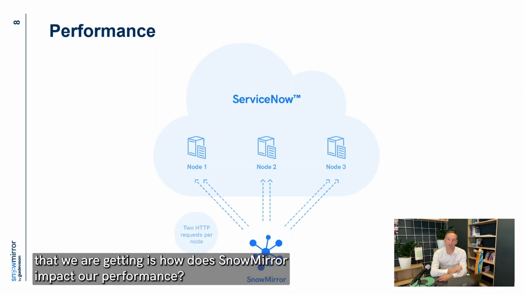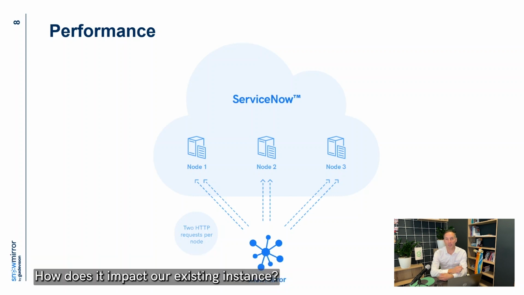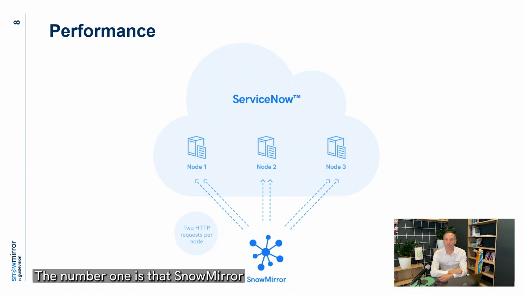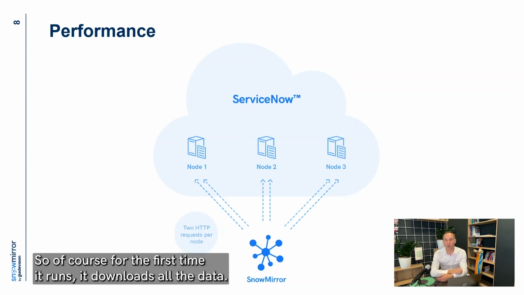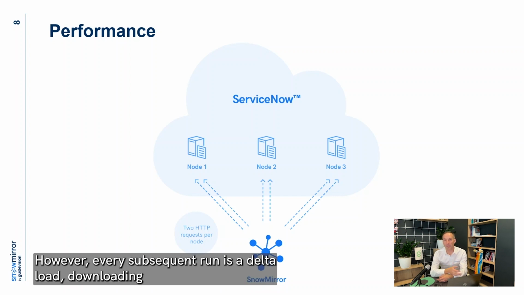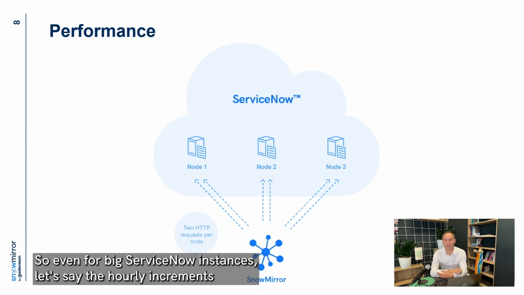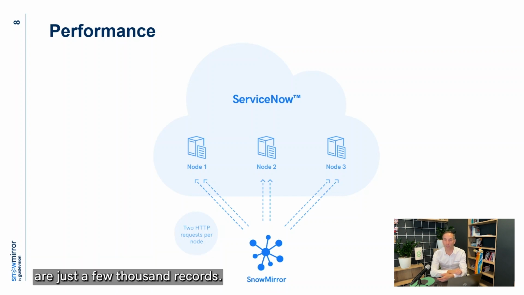Now, usually the first question that we are getting is, how does SnowMirror impact our performance? How does it impact our existing instance? And there are 2 key architecture principles with SnowMirror impacting performance. The number 1 is that SnowMirror performs incremental loads. So of course, for the first time it runs, it downloads all the data. However, every subsequent run is a delta load, downloading just the new records, the updated ones, and it removes the deletes. So even for big ServiceNow instances, let's say the hourly increments are just a few thousand records.